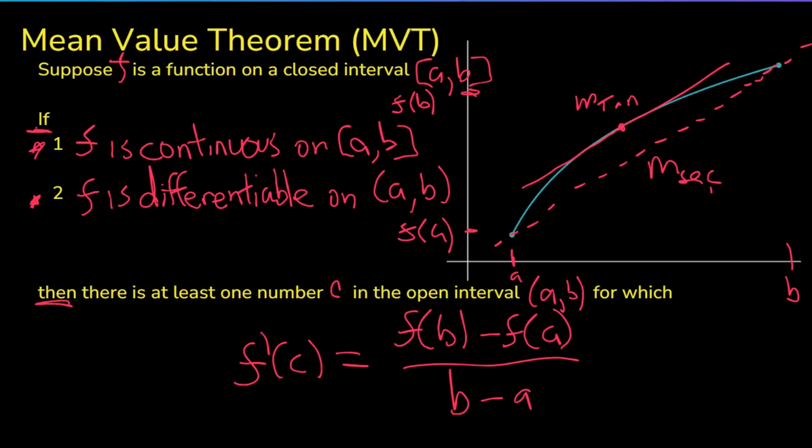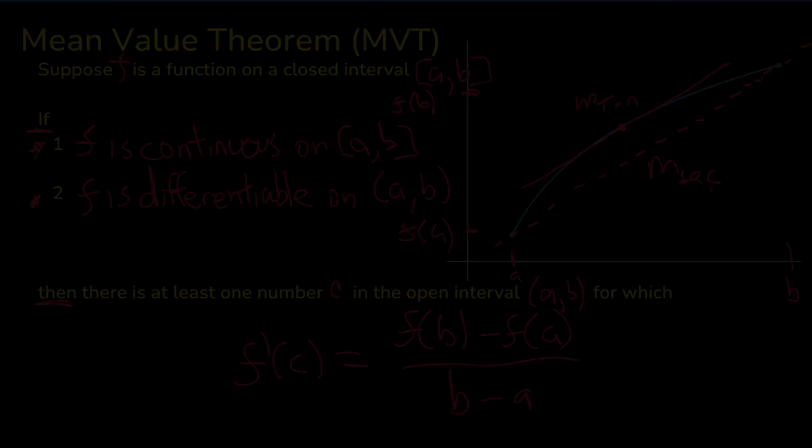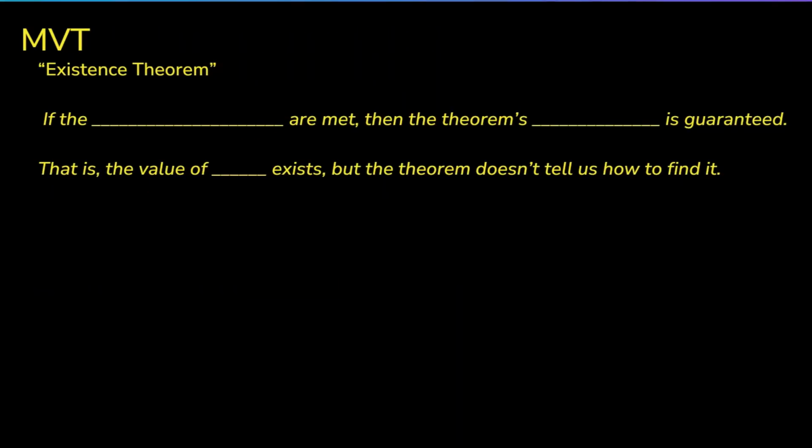Another way to think about that is if the mean value theorem's conditions are satisfied, then the instantaneous rate of change of the function is equal to the average rate of change of the function for at least one point in between the endpoints of the interval. So the mean value theorem is what we call an existence theorem. It tells us that if the conditions are met, then the theorem's conclusion is guaranteed. That is, the value of c must exist. However, the theorem doesn't tell us how to find it.